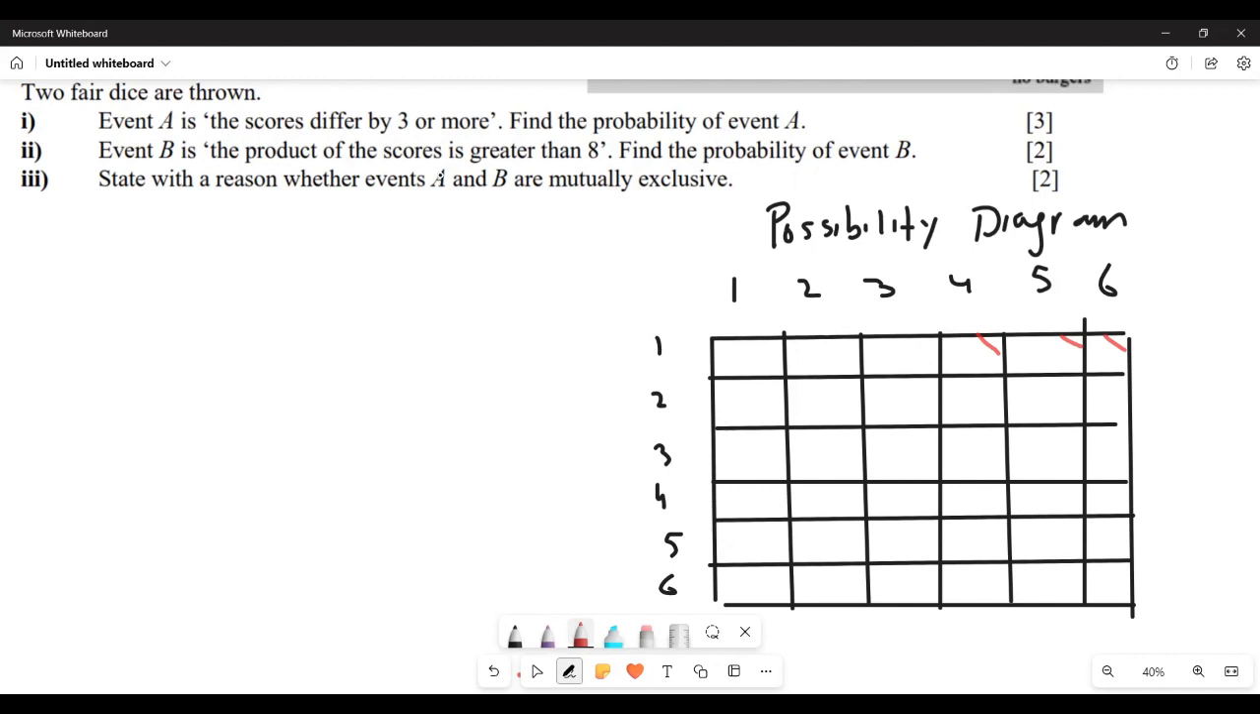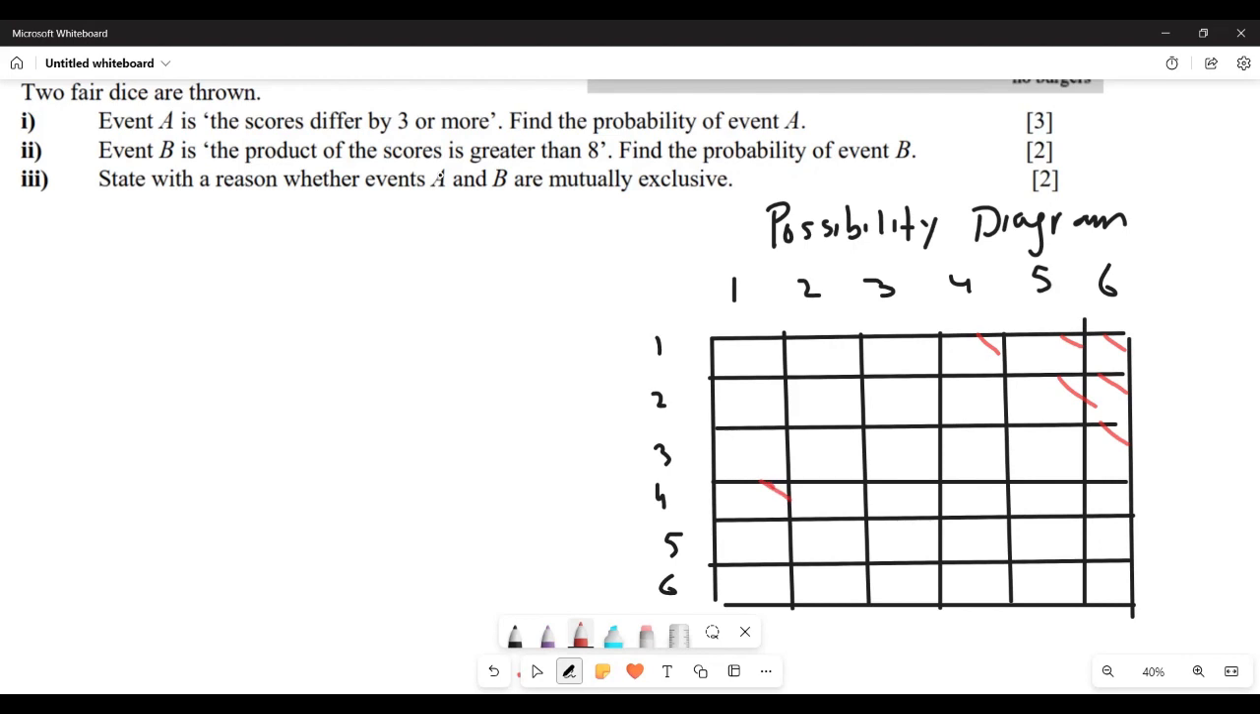So 2 5 is correct or fits in event A, and similarly 2 6. 3 1 fits, 3 2 fits, 3 3 fits, 3 4 also not, 3 5 also not, and 3 6 also not. 3 6 does have a difference of 3. 4 1 does not fit in the category. 4 2, 4 3, 4 4, 4 5, and 4 6. 4 1 fits in the category. The difference is 3.